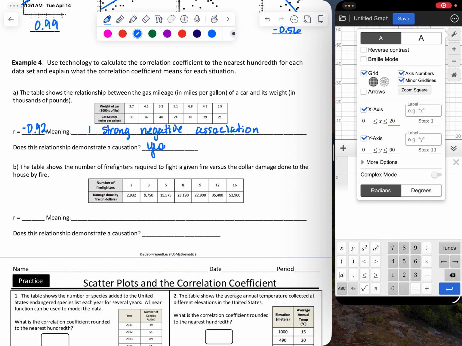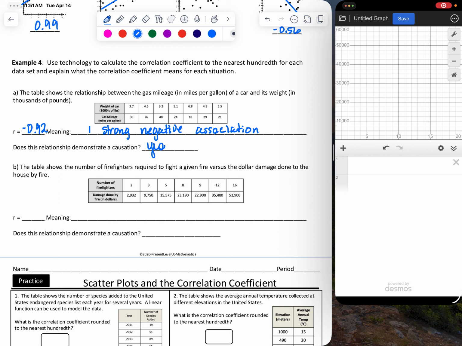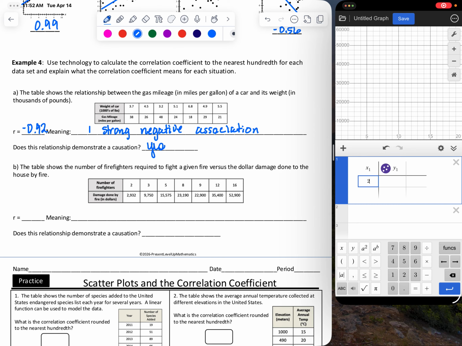On my y-axis, let's see, my smallest amount of damage is $2,932. My largest amount of damage is $52,900. So wow, I'm going to have to go from 0 to, say, 60,000. And I will step by, say, 10,000s. Something like that, okay? Now press your plus symbol and then select table. And let's put our data in here.